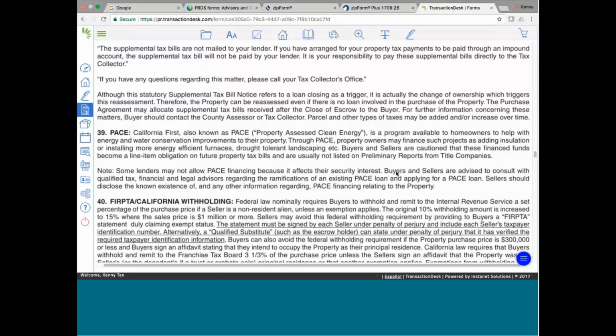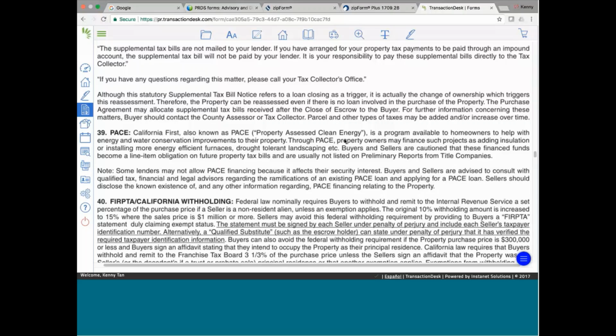Buyers and sellers are advised to consult with qualified tax, financial, and legal advisors concerning the ramifications of an existing PACE loan and applying for a PACE loan. Sellers should disclose the non-existence of and any other information regarding PACE financing relating to the property.